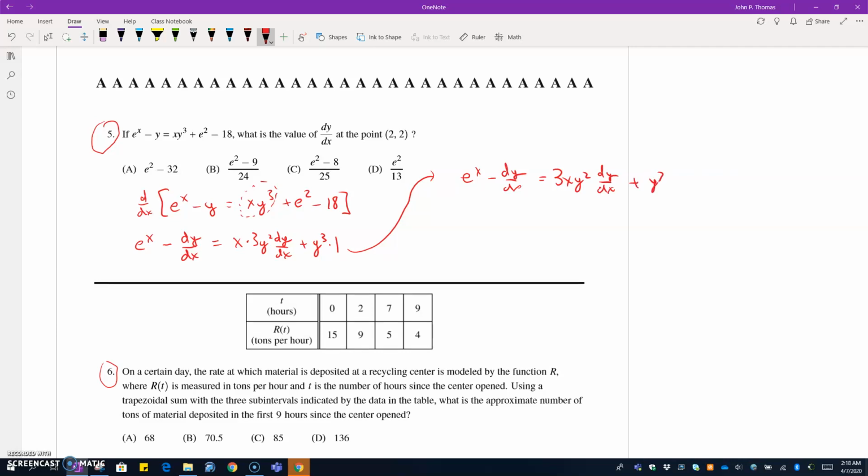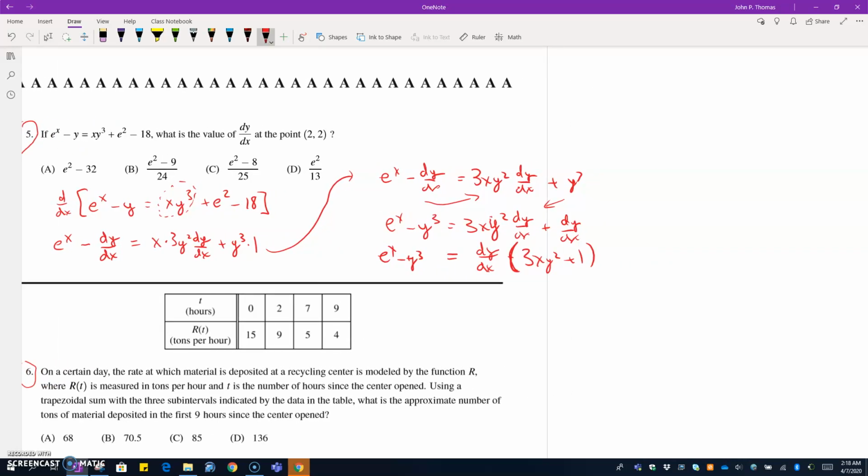Alright, now I'm going to pull things apart so I get the dy dx by itself. I'm going to move this one over, and I'm going to move that y cubed over to the other side. So I've got e to the x minus y cubed equals 3xy squared dy dx plus dy dx. I want to factor the dy dx out on the right. Alright, which leaves me with a 3xy squared plus 1. And that equals our e to the x minus y cubed.